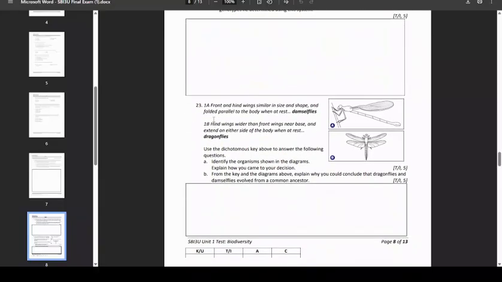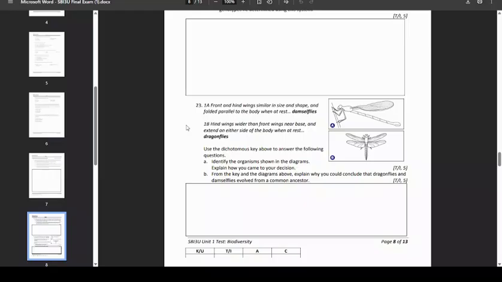Front and hind wings similar in size and shape, and folded parallel to the body when at rest: damselflies. 1b. Hind wings wider than the front wings near the base and extend on either side of the body when at rest. These are dragonflies.